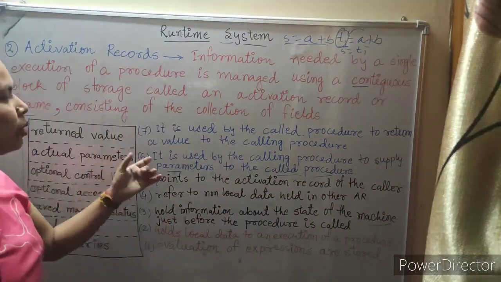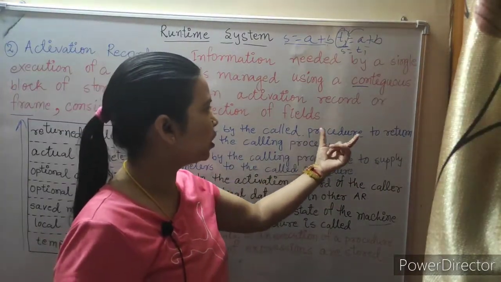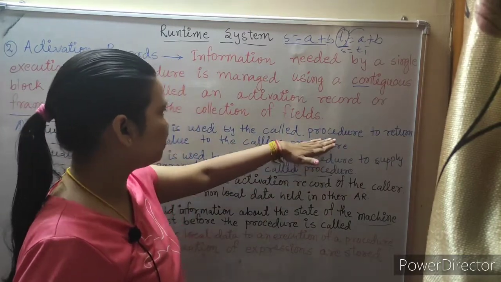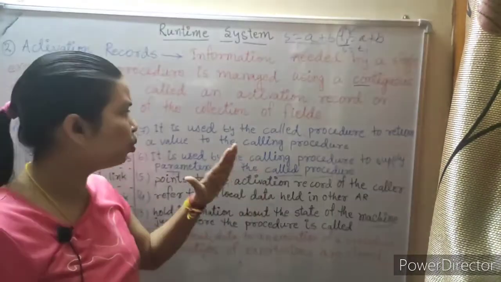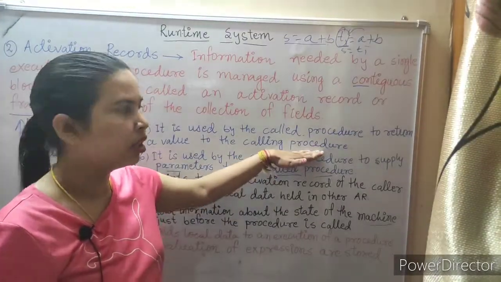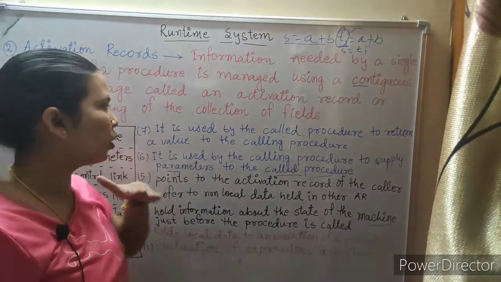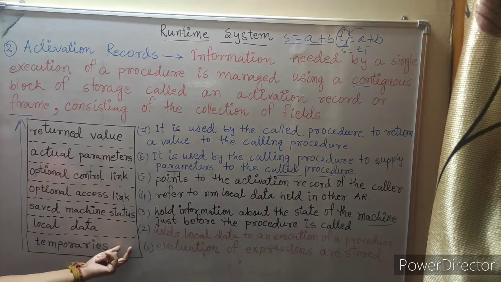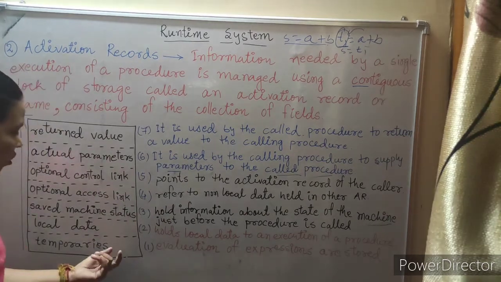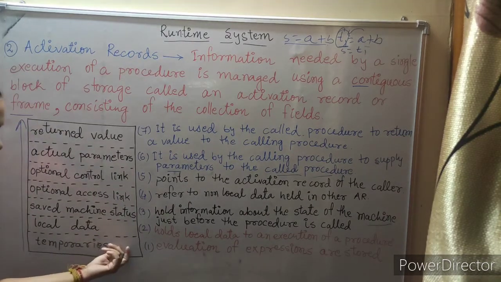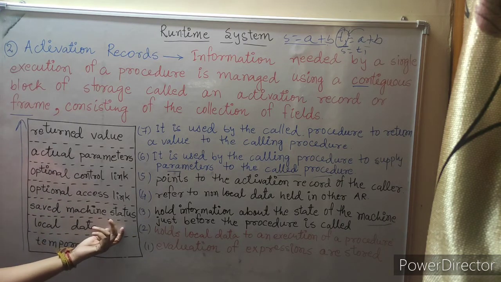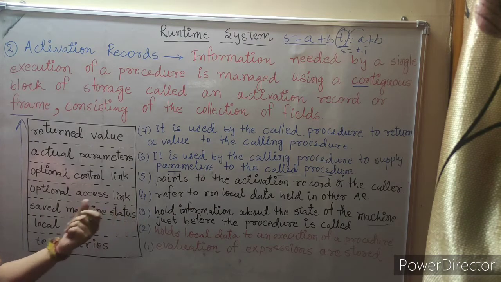Now the returned value. It is used by the called procedure to return a value to the calling procedure. Here we return the value to the calling procedure. Again, temporary values: the value of the evaluated expression will be stored in the temporary values. Local data holds the local data, that is temporaries data.